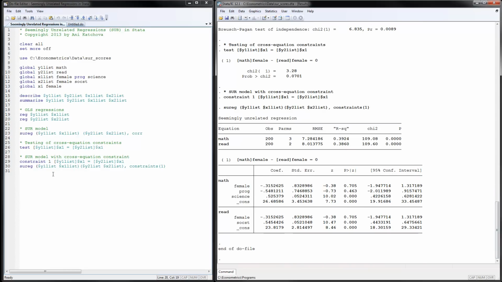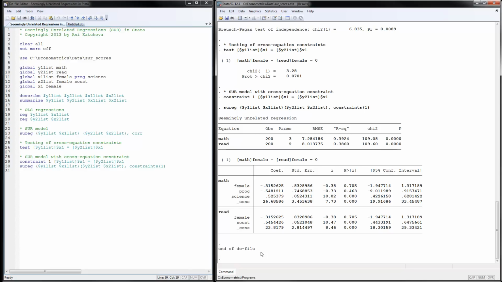So the way to do that is we could put constraint 1, and here we could define that the coefficients on the x1 variable in both equations are equal to each other. And then we can do sureg, then again specify the equation for the first and for the second equation, and then we put comma constraints(1), and this would impose the constraints on these equations.